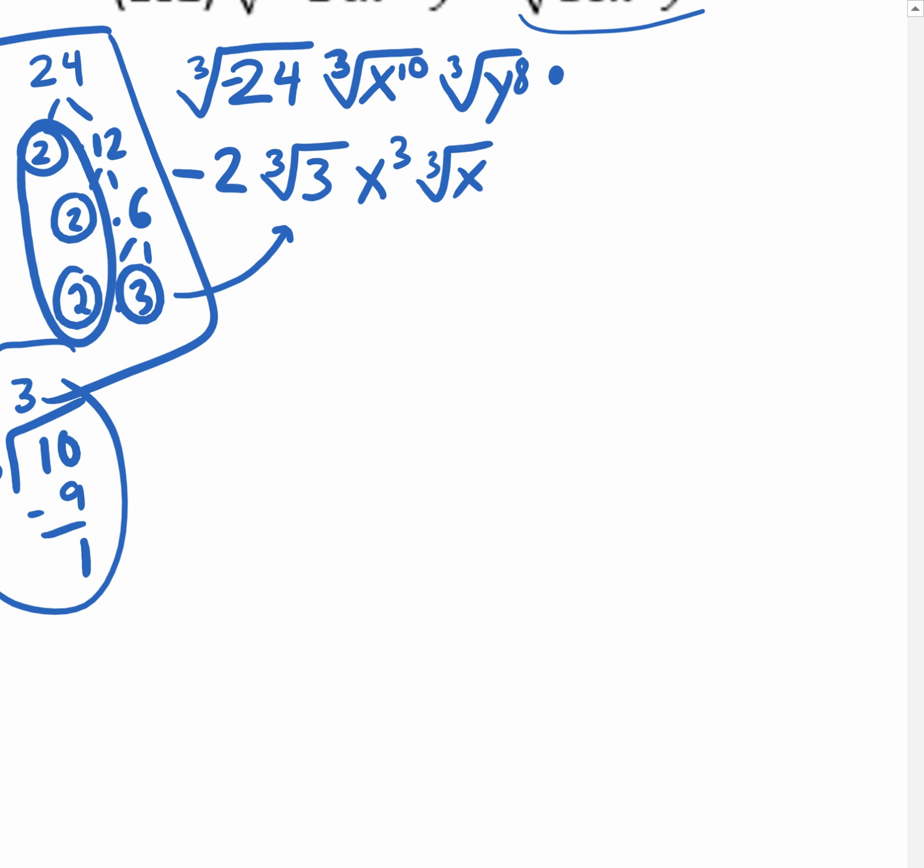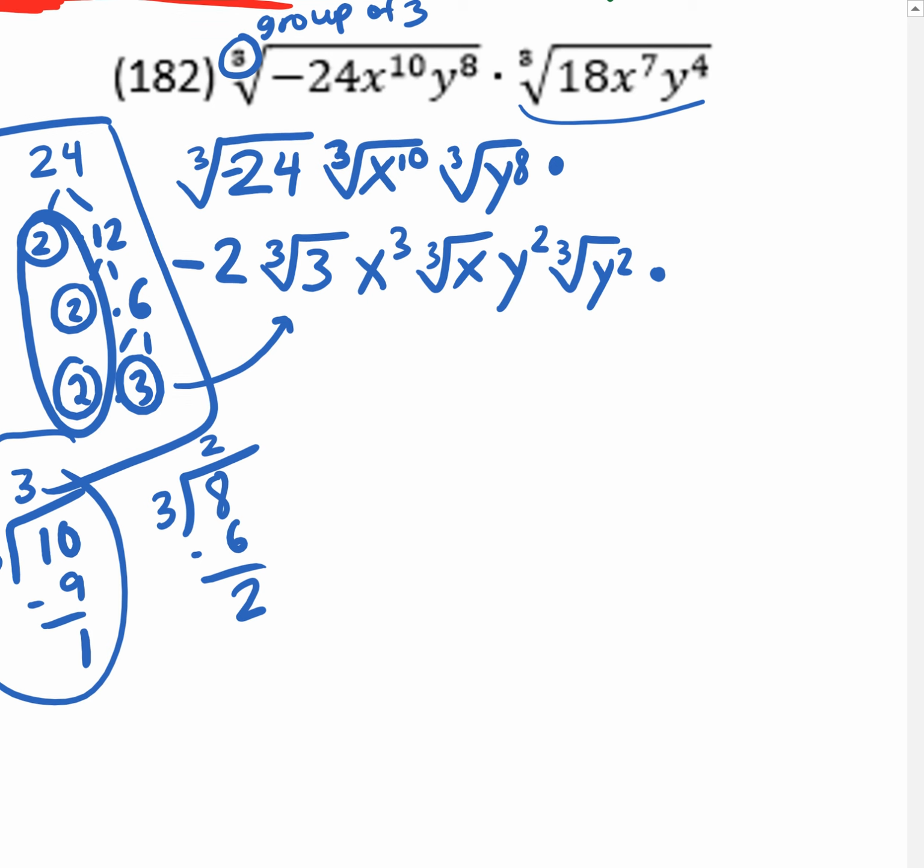And as far as the y's go, that's the cube root of y to the 8th. So I'm going to divide the index into the power. 3 into 8. 3 can go into 8 twice, with 2 left over. That means 2 y's got to escape. Since the remainder was 2, 2 y's remain inside.